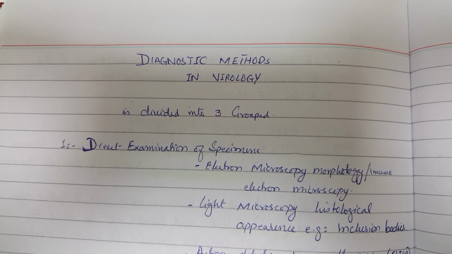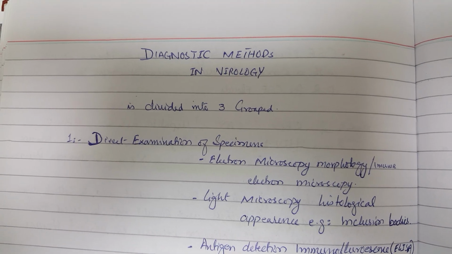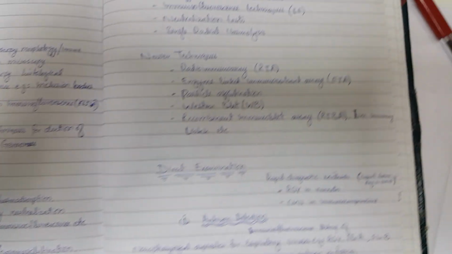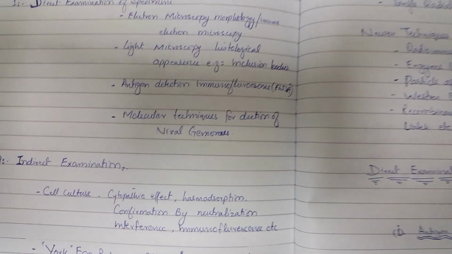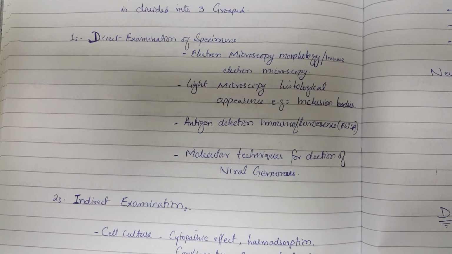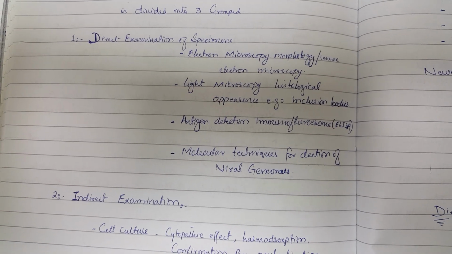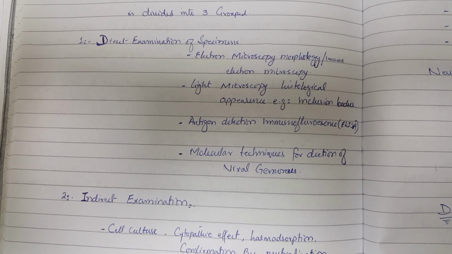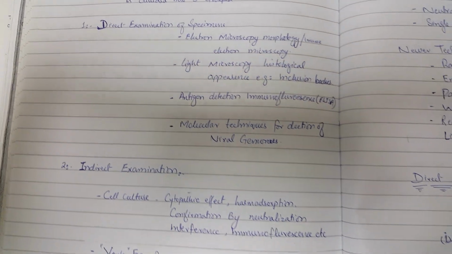Diagnostic methods in virology are divided into three groups. The first is the direct examination of the specimen, and then indirect examination and serological identification, and classical techniques and new techniques. In direct examination: electron microscopy, morphology, and light microscopy, histology, appearance of inclusion bodies, antigen detection, immunofluorescence, ELISA, and molecular techniques for detection of a viral genome.